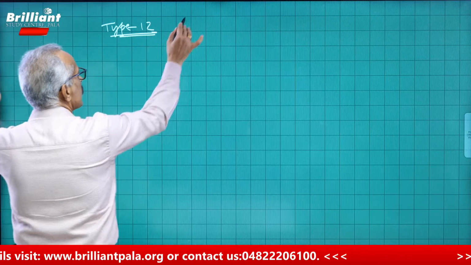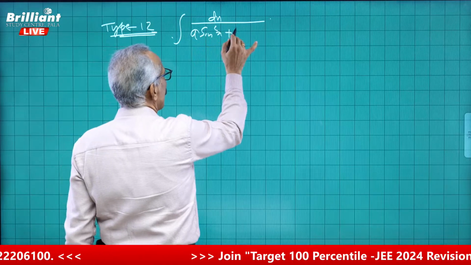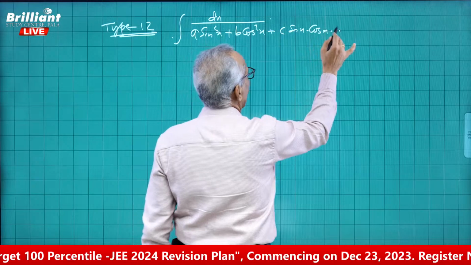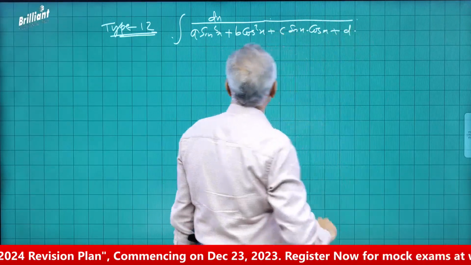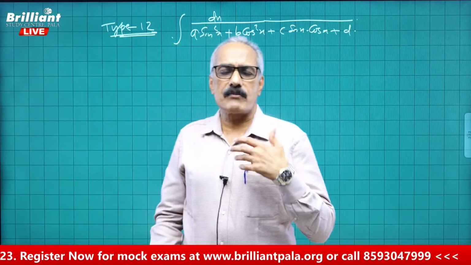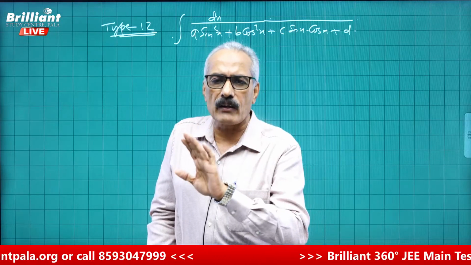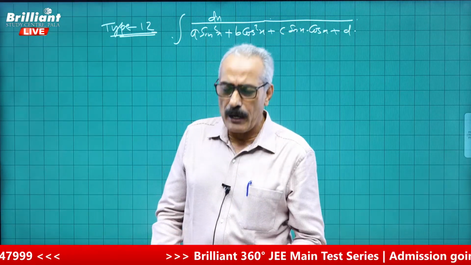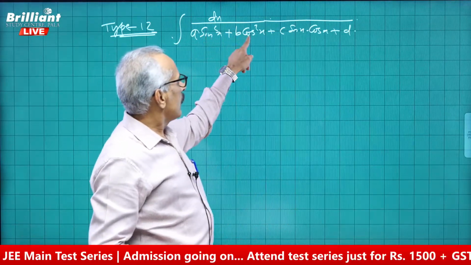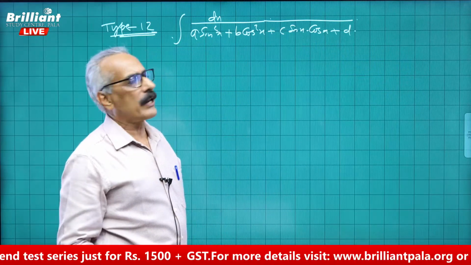Type 12, that is integral dx divided by a sin square x plus b cos square x plus c sin x into cos x plus d. Or dx by a sin square x plus b cos square x. What is this now? The previous trigonometry type is 1 divided by first degree in sin and cos by first degree in sin and cos. Now, this type is 1 divided by second degree in sin and cos. Second degree, only second degree in sin and cos and a constant.